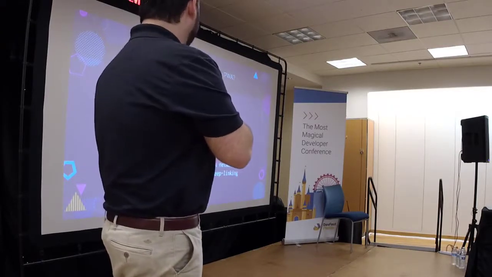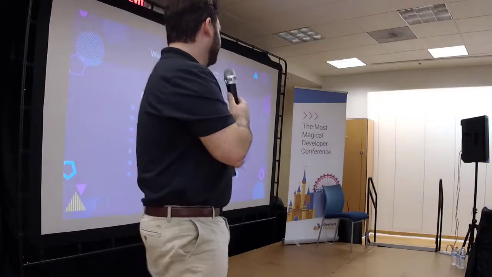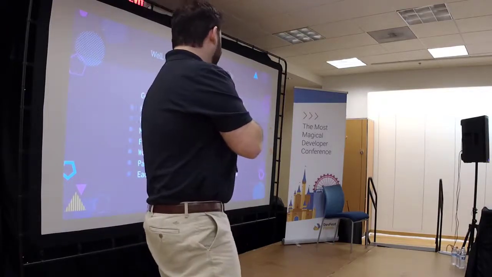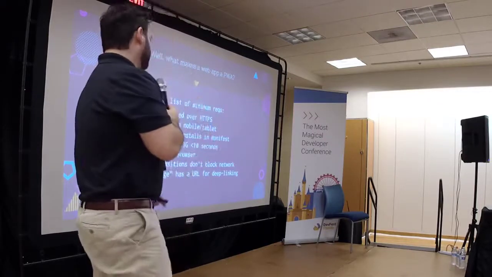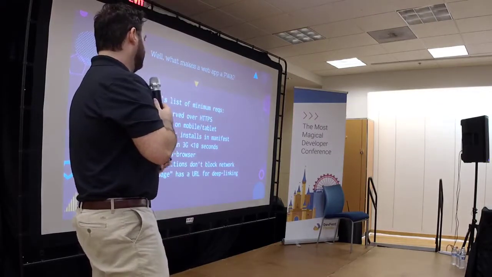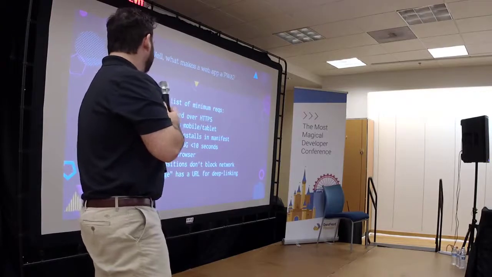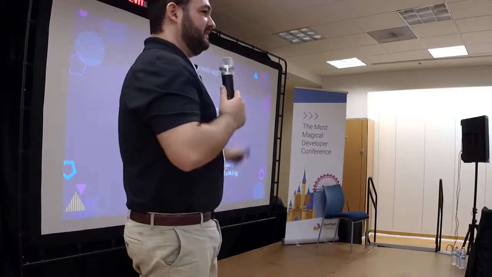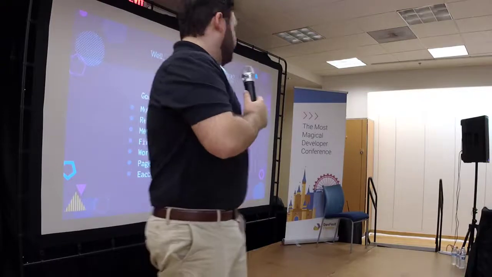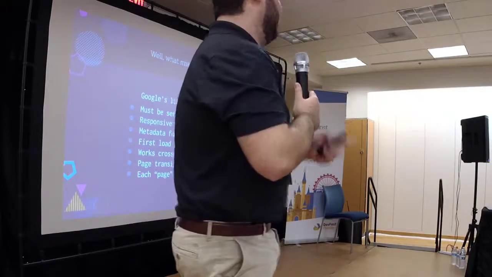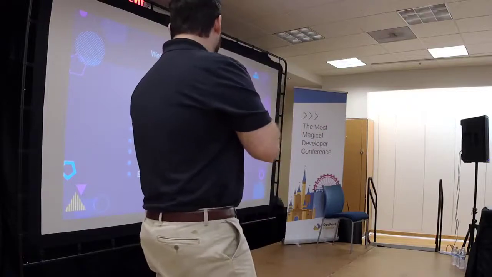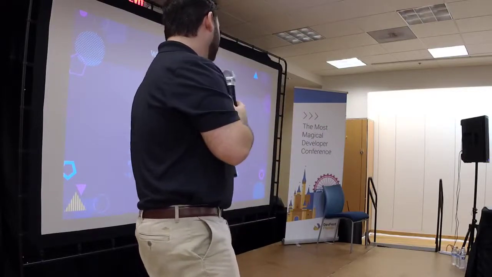And if you look up the requirements for a progressive web app on Google, this is the list that you're going to get. So it has to be secure, has to be served over HTTPS, it's got to be responsive, has to have a manifest, which we'll talk about in a little bit. The first load should be under 10 seconds on 3G. Anybody have a 3G phone? Anybody only get 3G? Okay. It should work cross-browser. Page transition should not block the network.